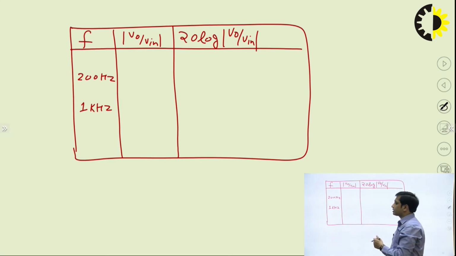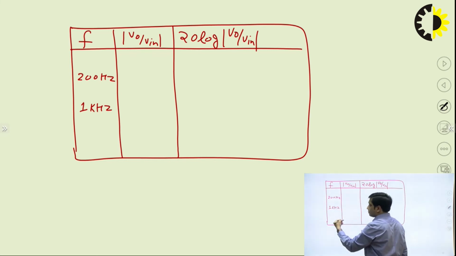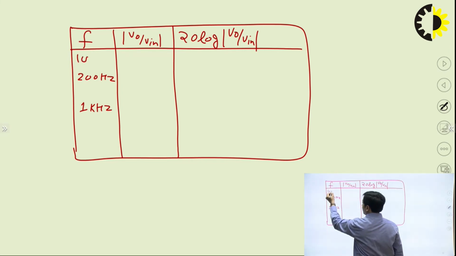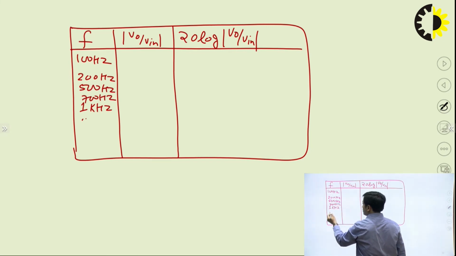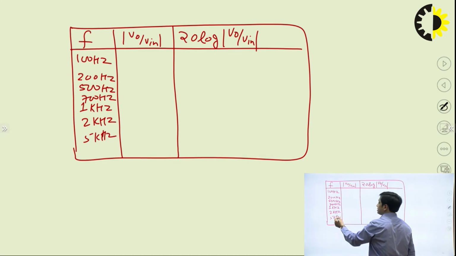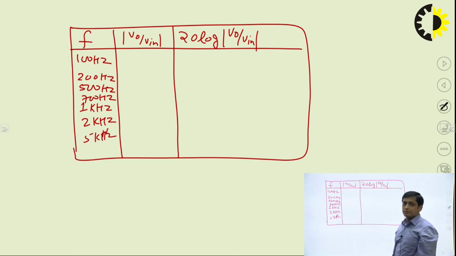Now we need to take some frequency values here: less than 200 Hertz, above 1 kilohertz, and in between 200 Hertz and 1 kilohertz. Let's take one value 100 Hertz, then 500 Hertz, 700 Hertz, 2 kilohertz, 5 kilohertz, right? We need to take a few values by which we can draw the graph easily.